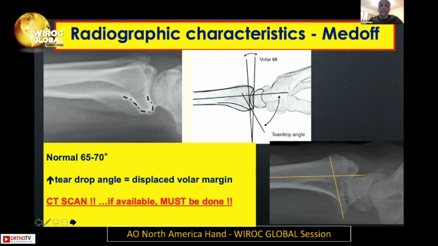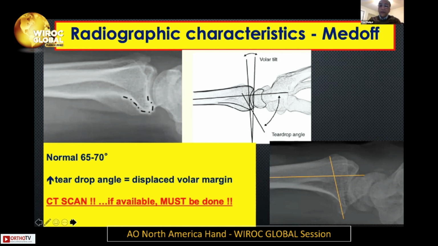So therefore, before we start treating this, we should recognize it. And how do we recognize it? Well, in non-CT available situations, the best way to do it, as Rob Medoff told us, is to measure the teardrop angle. The teardrop angle is basically a surrogate for the volar inclination of the volar lunate facet. And normally it is about 65 to 70 degrees and is measured as shown in this diagram here. If the teardrop angle increases, it usually represents a volar marginal shear, either an isolated volar lunate facet fragment or a volar Barton fragment. Conversely, if it reduces, it usually represents central impaction.